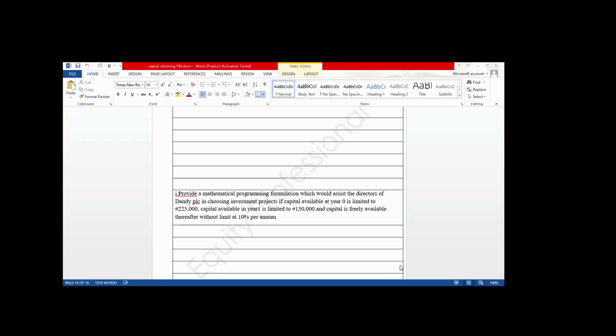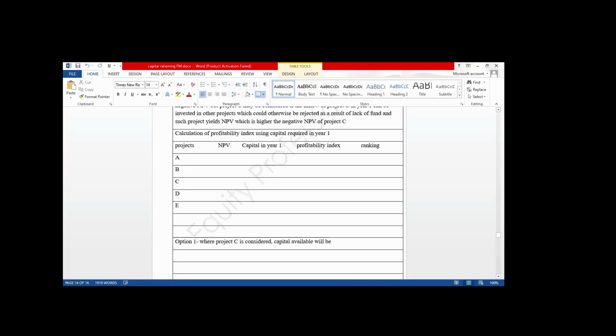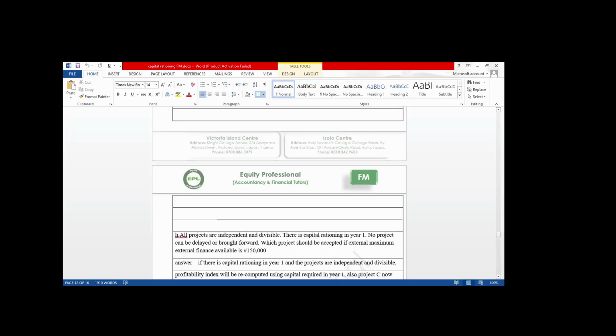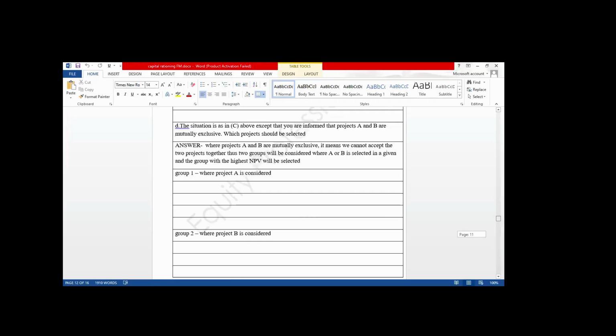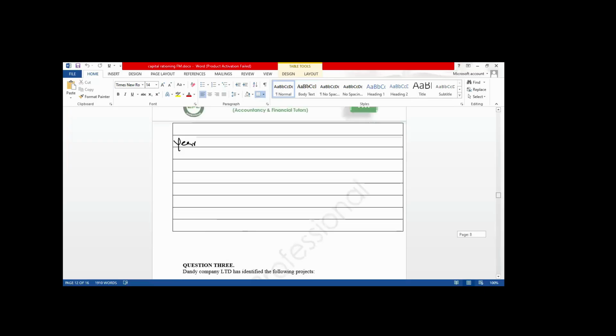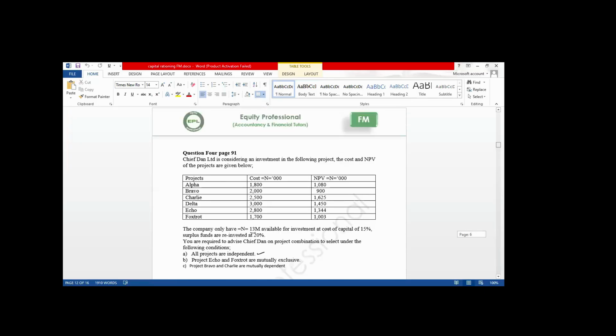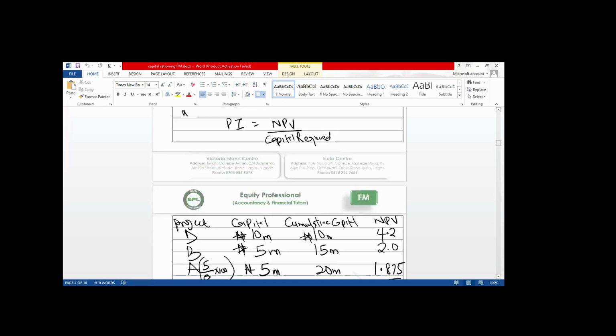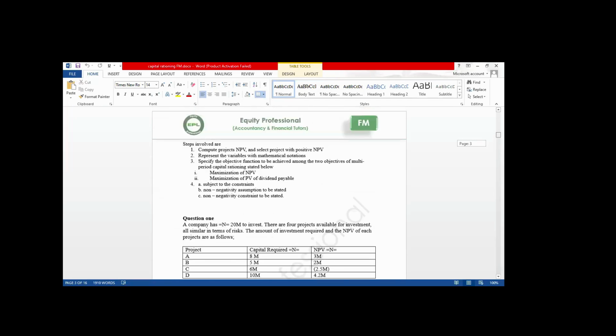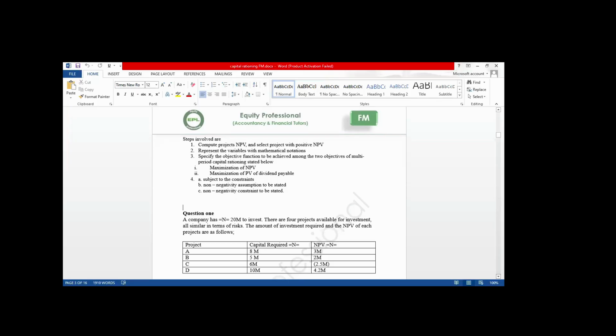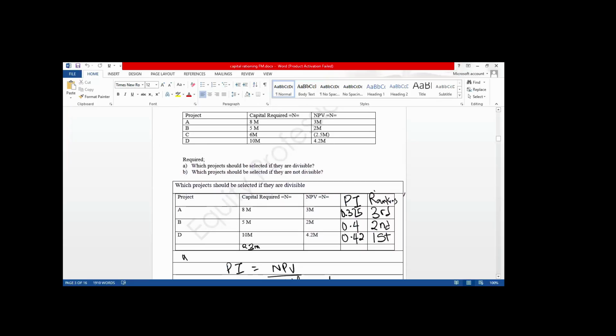After the explanation last week, we now solve questions. We solve question number 6. This is the question. We started with this question, page 90. Question 6. We solved this question last week. We now move to question 7.